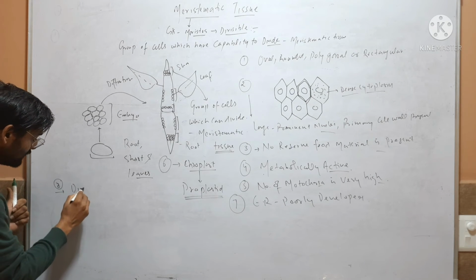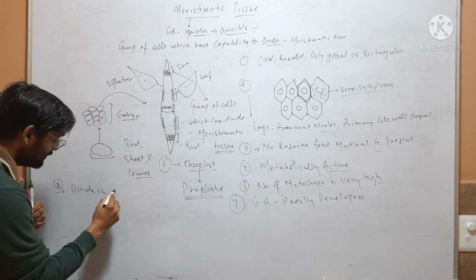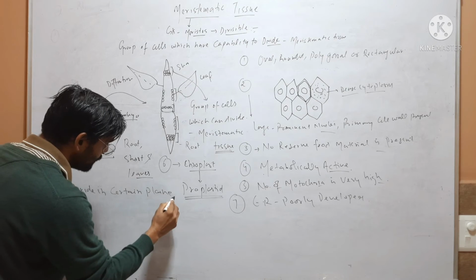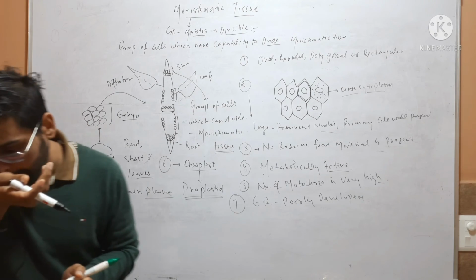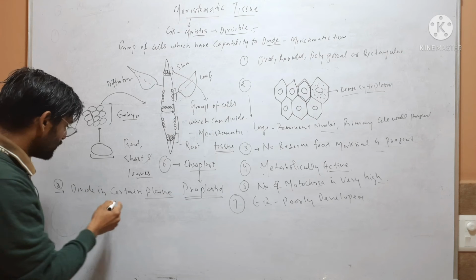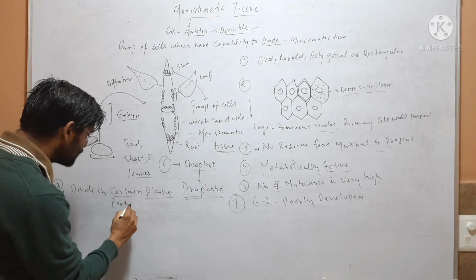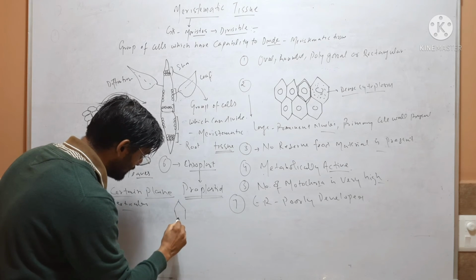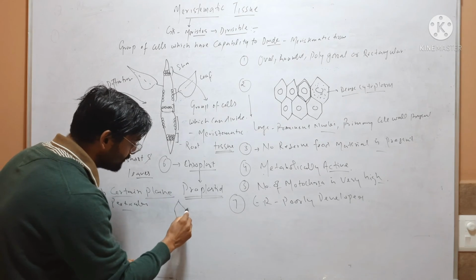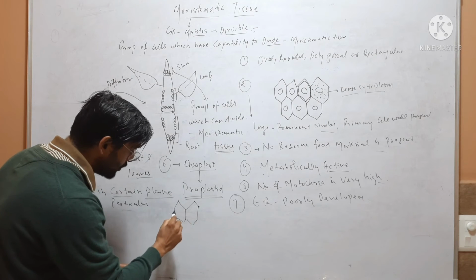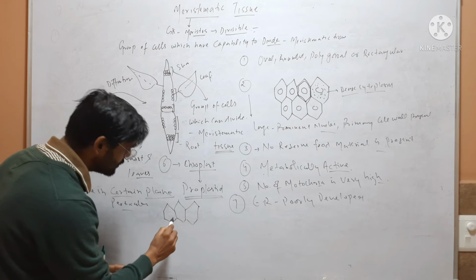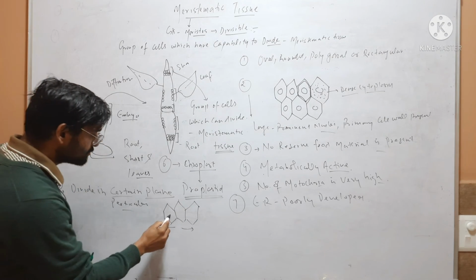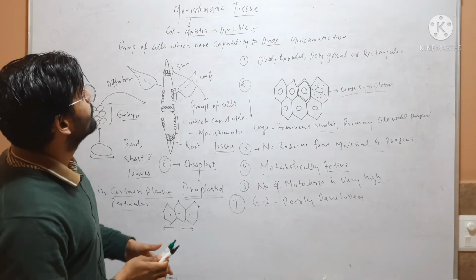they divide in a certain plane, a specific plane, or you can say a particular plane. They will divide in a particular plane. Suppose this is a cell, it will divide in a particular plane. Either it will divide in this plane or it will divide in this plane. So the direction of division is particular. So these are the characteristics of meristematic tissue.